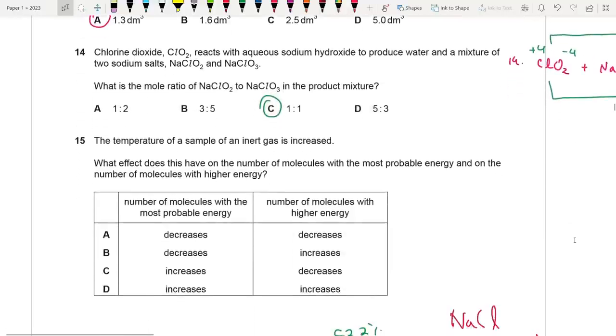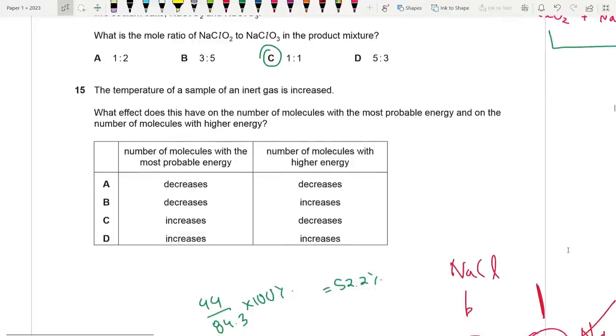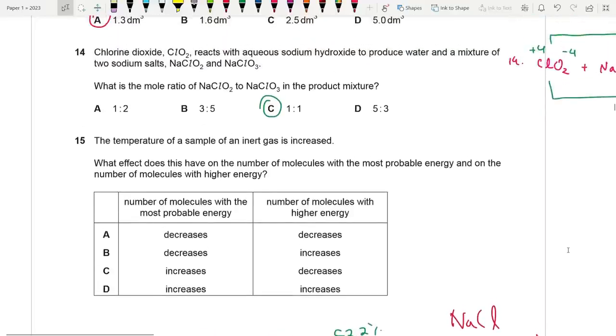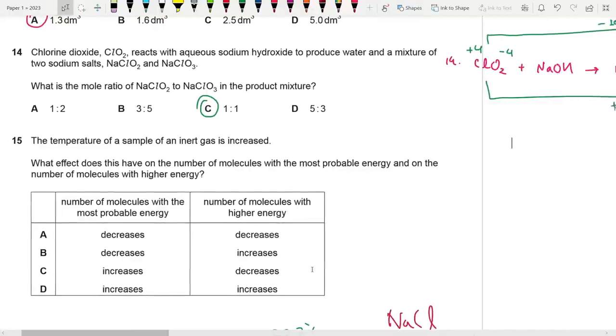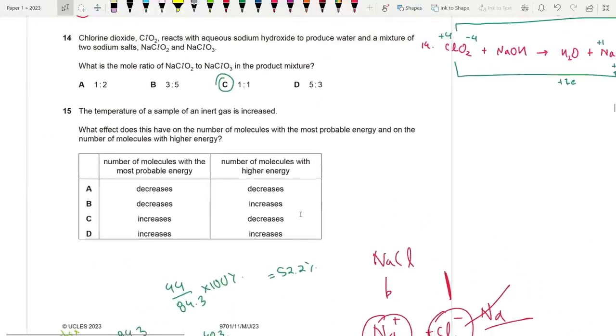See? Next, the temperature of a sample of an inert gas is increased. What effect does this have on the number of molecules with the most probable energy and on the number of molecules with higher energy? Okay, so this is a question on the Boltzmann distribution. So if you guys want to see this, let me draw it for you.